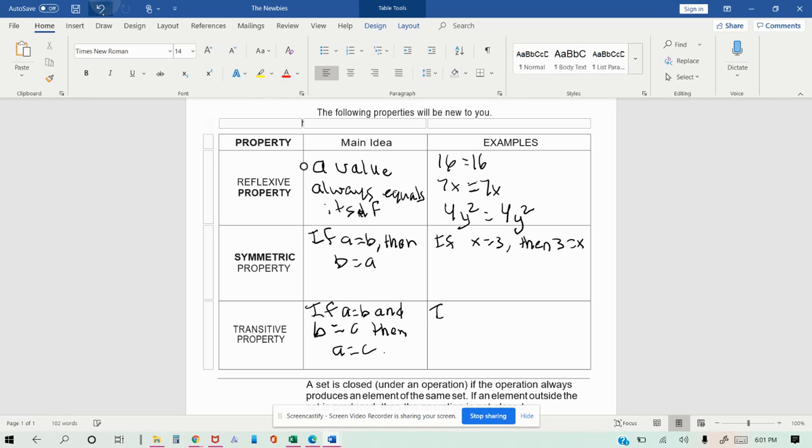So if 4 plus 3 equals 7, and 7 equals the square root of 49, then 4 plus 3 equals the square root of 49. Okay, so it's just a little different way of looking at things.